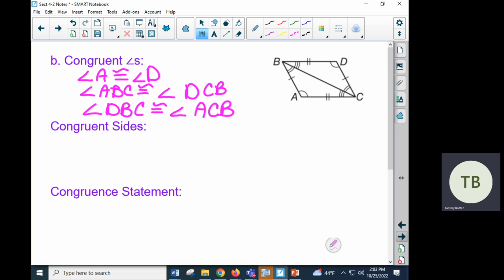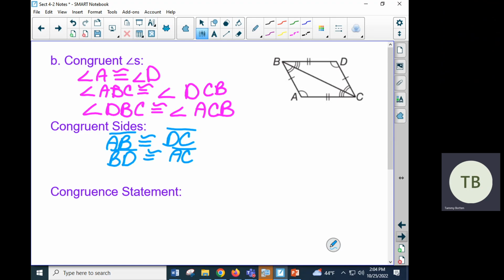Now I'm going to list the congruent sides. And when I go to do that, again, what I'm going to look at is how many dashes they have. So notice that side AB has one dash, as well as side DC has. So you'd say AB is congruent to DC. Then notice that BD and AC have two dashes. So I can say segment BD is congruent to segment AC.